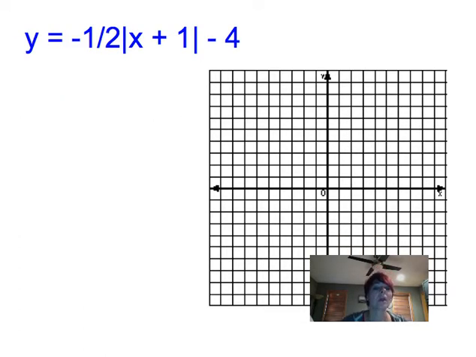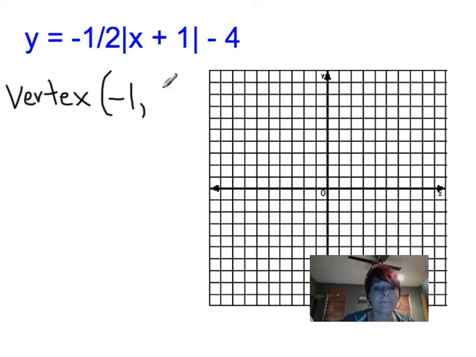Let's do another one. First of all, looking at this equation, I want to find the vertex. The vertex for this problem, think about inside the absolute value, it says plus 1, so the x of the vertex is going to be negative 1. And the y is the same sign as what's going on out here, so that's going to be negative 4. So my vertex is at (-1, -4). So I'm going to start by graphing that point.